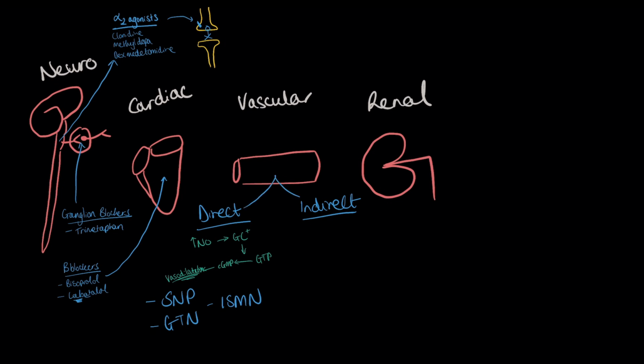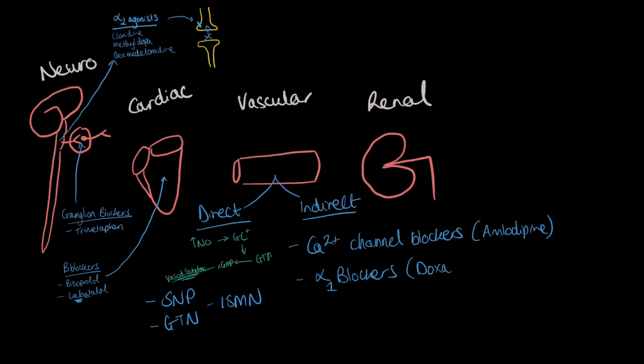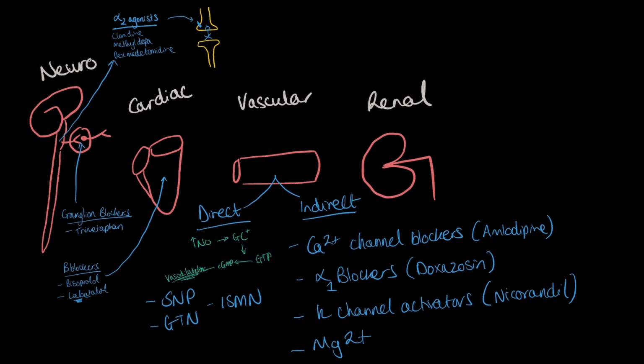mainly the venous system. Next, you have the indirectly acting vasodilators. These reduce systemic vascular resistance and preload by various other mechanisms. This group of drugs include calcium channel blockers, such as amlodipine, alpha blockers, such as doxazosin, which antagonize alpha-1 adrenergic receptors on the smooth muscle, and potassium channel activators, such as nicorandil. It also includes magnesium, which is a natural antagonist to calcium.